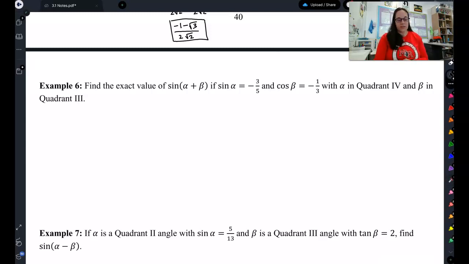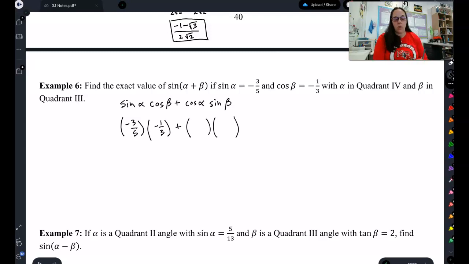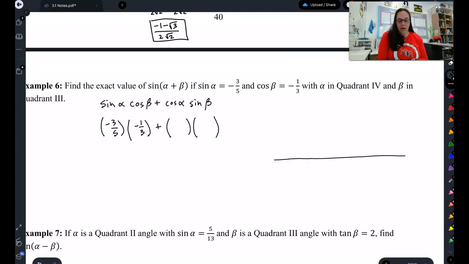So let's start with our sine can't change signs. So sine of alpha can't change signs. Now we know sine of alpha is negative 3/5. And I know cosine of beta is negative 1/3. However, I don't know what cosine of alpha or sine of beta is. But I can figure it out by graphing both of them.